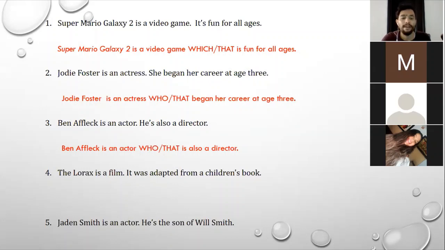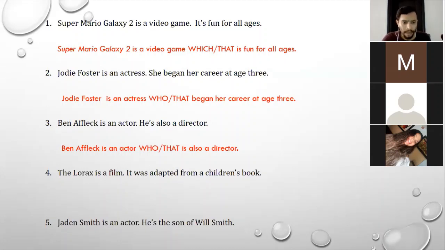And how about, is it subject or object? Subject, because we have the verb after the relative pronoun. And is it defining or non-defining? Defining. Good.